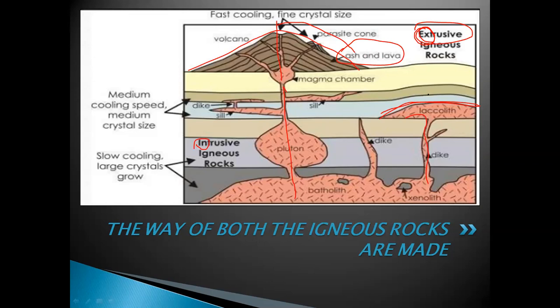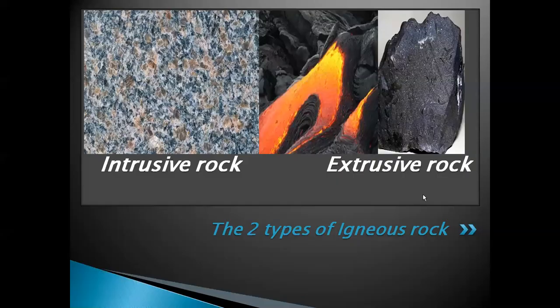So the intrusive rocks slowly cool down and the extrusive rocks rapidly cool down. This is the first difference. And the second difference is that intrusive rocks are made inside and extrusive rocks are made outside. The best example for intrusive rock is granite, and for extrusive rock, basalt.